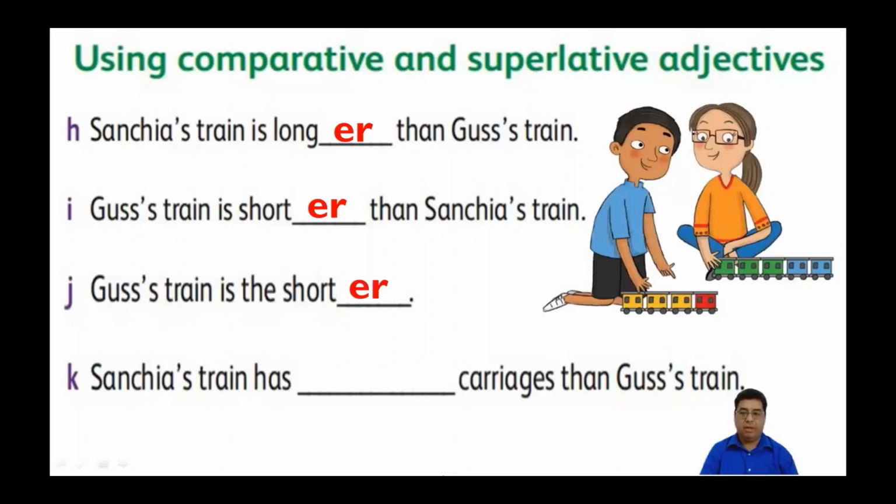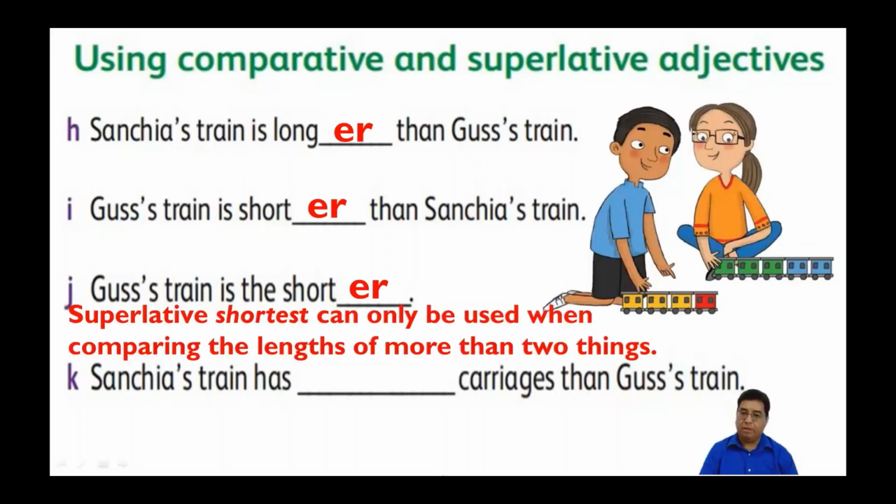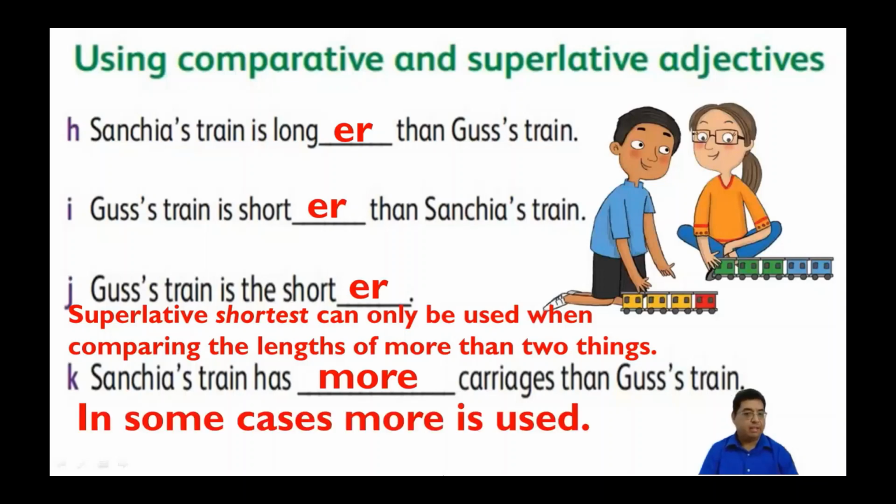shorter. Now, we don't use shortest because the superlative shortest can only be used when comparing the lengths of more than two things. So you got to keep that in mind when you're doing this. For letter K, Sanchia's train has more carriages than Gus's train, and again, in some cases, more is used.